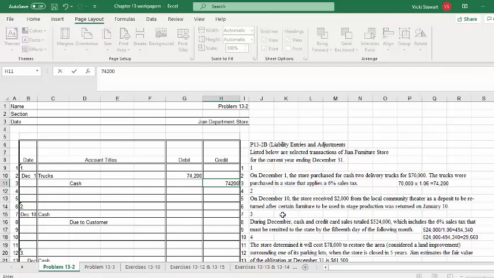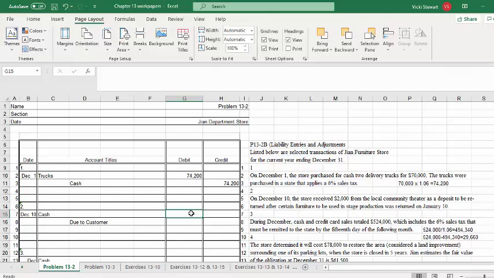The second transaction states that on December 10th, the store received $2,000 from the local community theater as a deposit to be returned after certain furniture to be used in a stage production was returned on January 10th. So when we receive money from a customer, we have to record a liability because we're going to have to return that deposit when they return the furniture.